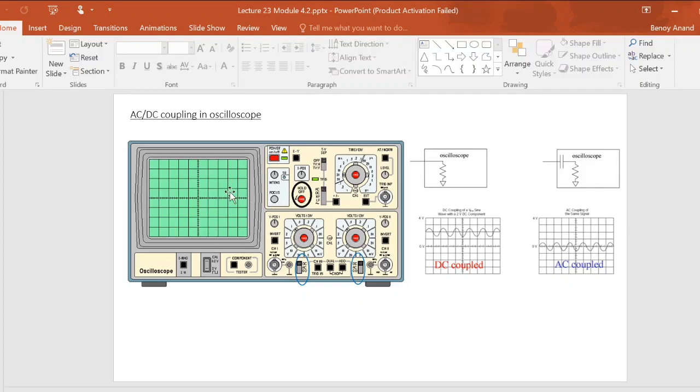Okay. So that's about AC flow through a capacitor. In the next class, we will discuss AC flow through an LR circuit, which is a combination of an inductor and a resistor, and also a CR circuit, which is a combination of capacitor and resistor.